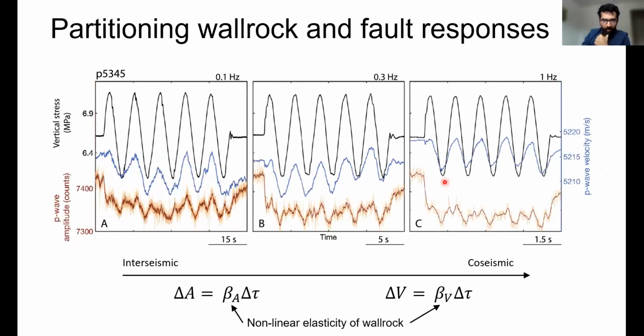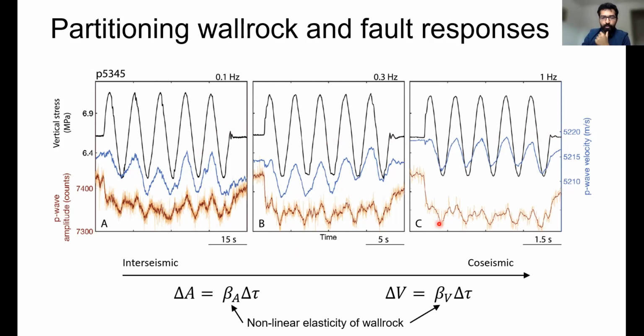These three plots show the vertical stress oscillations at different frequencies in black and the corresponding P wave velocities in blue and amplitudes in red, with the yellow being the envelopes. The lowest frequency corresponds to the interseismic period, or the recurrence interval of our stick slip experiments, roughly. And the highest frequency on the right is very close to the duration of our lab earthquake rupture.